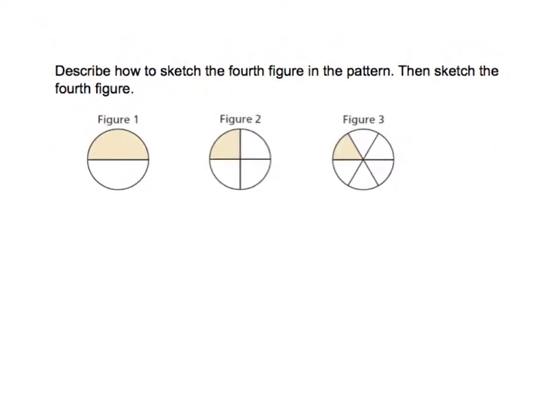Okay, let's look at how we would sketch the next figure in the pattern. So we have a circle. This first circle is broken in half, the top part is shaded. So we have 2 pieces. Now they broke it a second time, and it's the top left that's shaded. And now they broke it with 3 lines into equal pieces, and the top left is shaded. So you have to think about not just how many pieces it's broken into, but which piece is actually shaded.